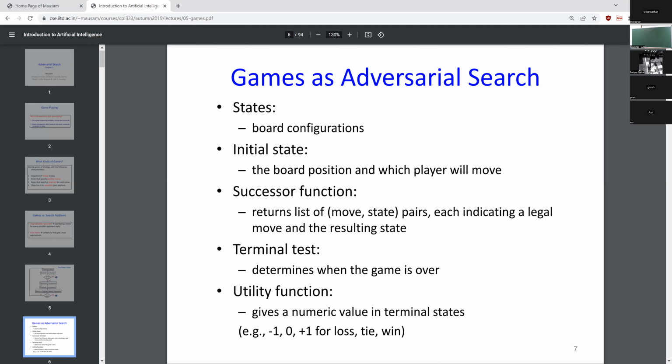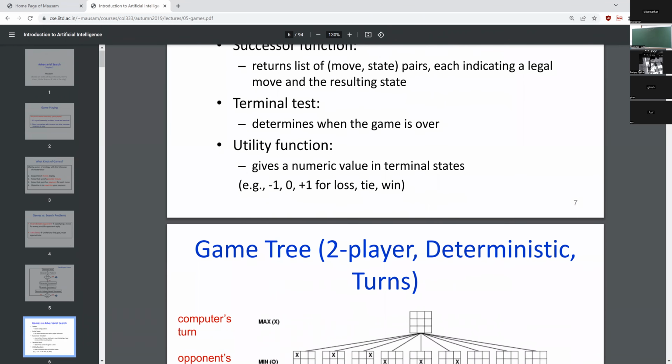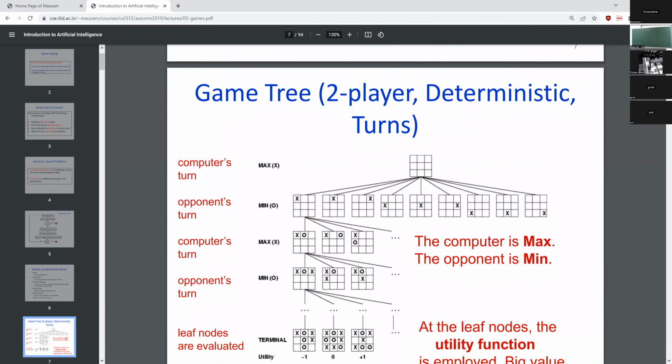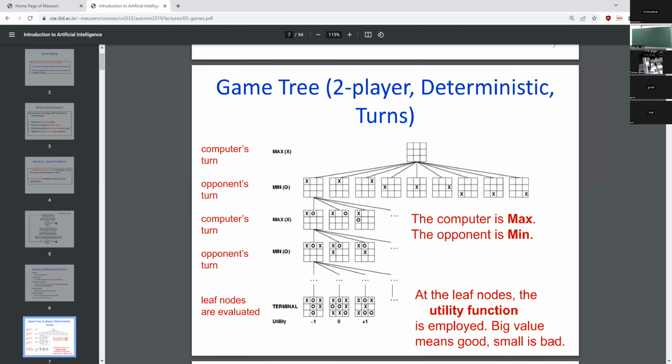All right, so these are the 5 components that will be given to us when we are doing adversarial search with an algorithm. So let's go ahead and try to understand what a game tree is. This is a partial view of a game tree in the case of a tic-tac-toe game.